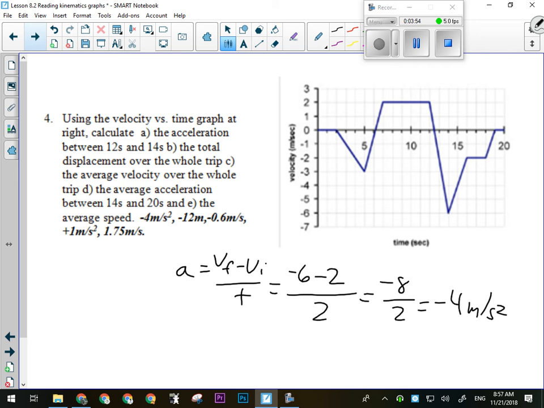For part B, total displacement over the whole trip. Is this calculation a pain in the neck? Yes. It's a pain in the neck because we've got to do all those area calculations we looked at the other day. We want to take average velocity and multiply it by time in order to get distance or to get displacement. But the problem is that the velocity is constantly changing in this graph. So I have to isolate different sections of the graph and calculate the displacement in each of the sections and then add them all together at the end.